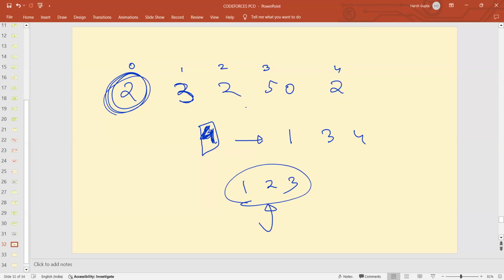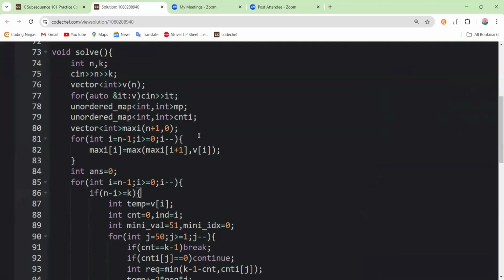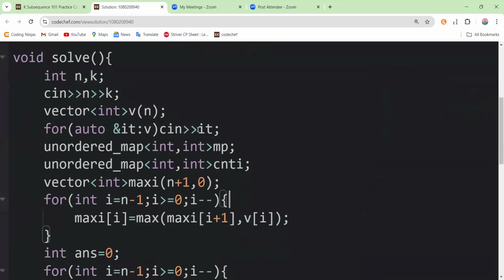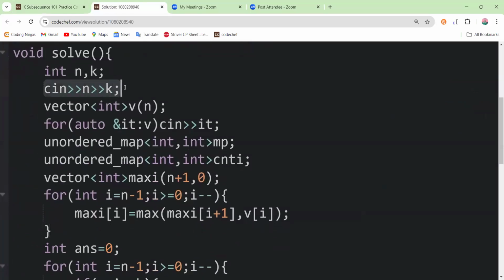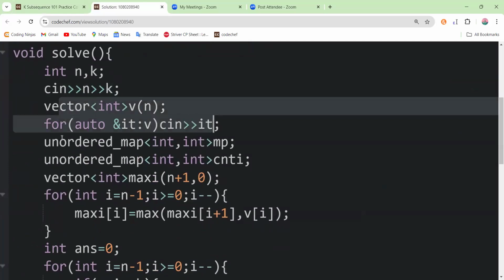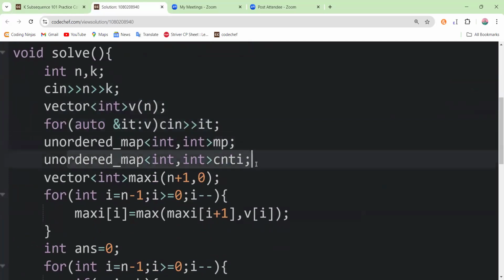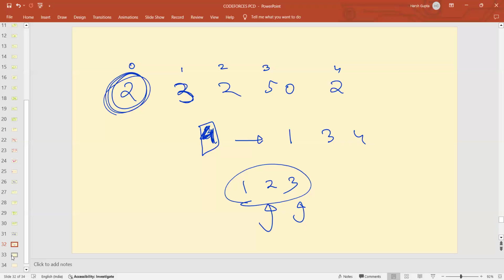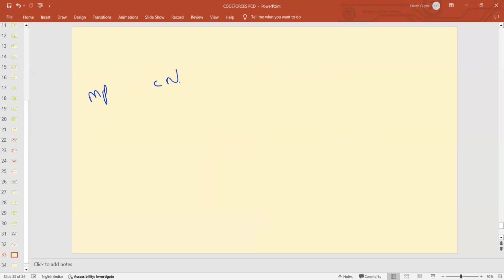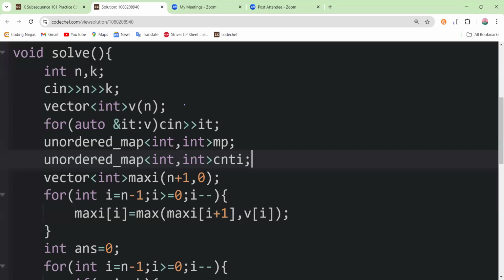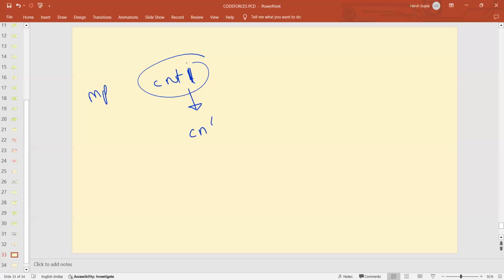Yeah. So if you understand this thing, now I should jump onto the code and explain how I have coded this. So first of all, I took inputs of n and k, then took inputs of the vector, and I have constructed 2 maps. So what are these 2 maps? I have 2 maps over here, MP and count I. I don't know why I thought of such a weird variable name. Okay, so we have count I.